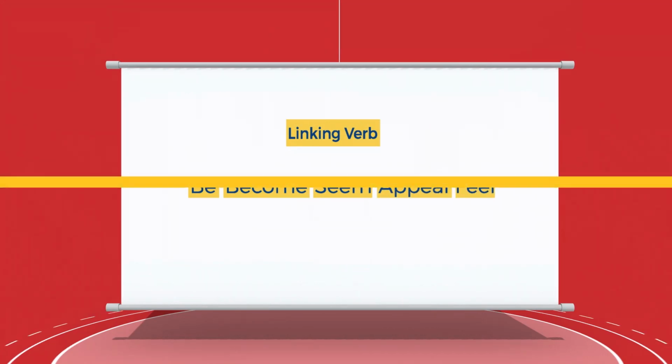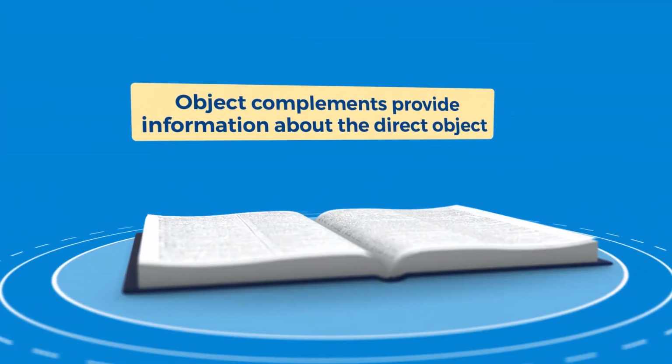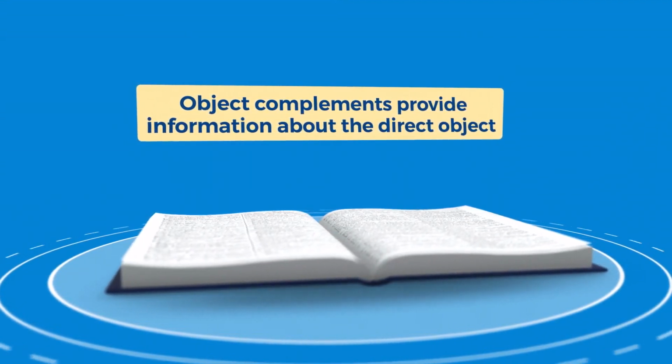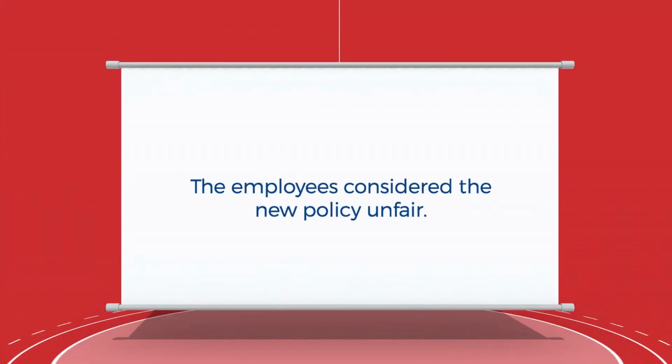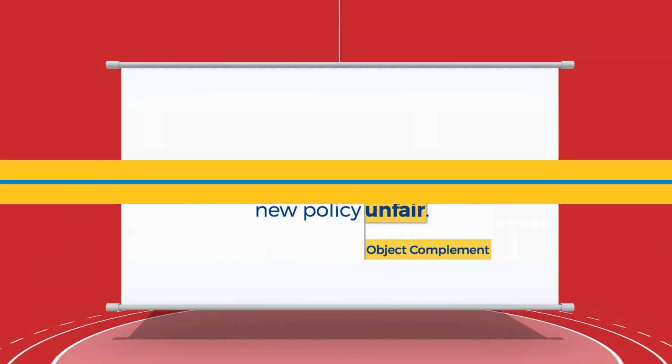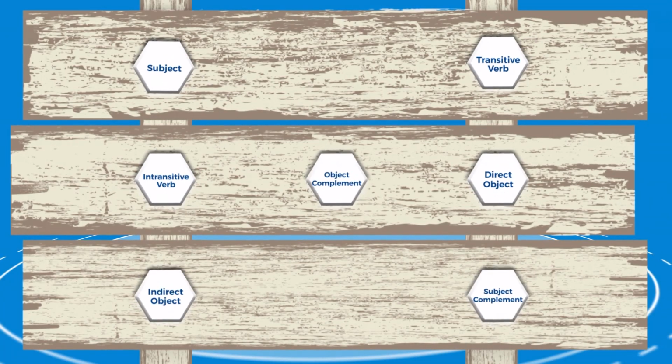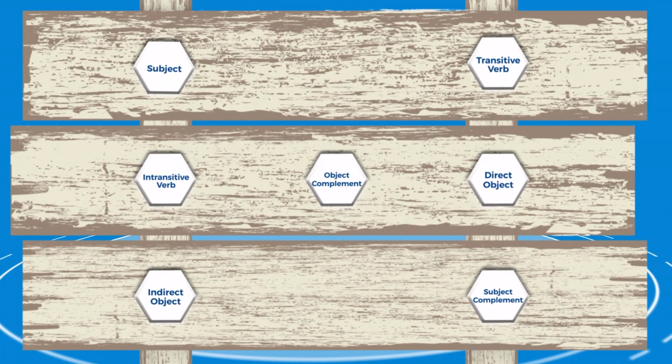An object complement is similar to a subject complement, except that it provides additional information about the direct object in a sentence. What do you think the object complement is in this sentence? The employees consider the new policy unfair. Additional information is being provided about the new policy, so the object complement is unfair. The basic sentence parts can be combined and arranged in many different ways. Understanding the basic structures can help you write effective sentences.